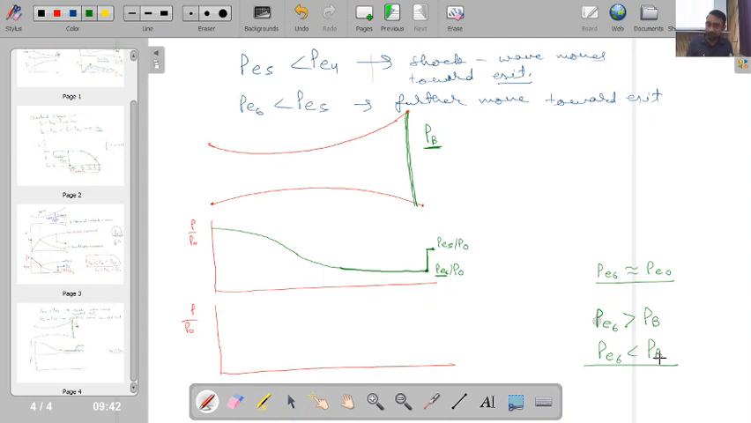Point is clear? So what I am saying is PE6 is nearly equal to PE0, but say outside, just at the exit of the nozzle, I have back pressure PB. Now, one situation is just at the exit, my flow pressure can be slightly greater than the back pressure PB, and in another case it can be less than the back pressure PB. So what will happen in these two situations? Let's try to see.